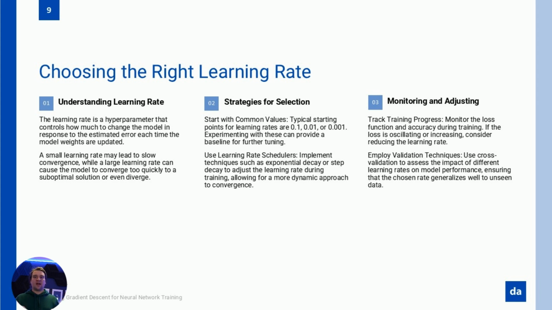Here's how: track training progress. Keep an eye on metrics like loss and accuracy. If the loss oscillates wildly or increases, your learning rate might be too high. If progress feels painfully slow, it might be too low. Employ validation techniques. Use cross-validation to evaluate how the learning rate impacts generalization. This ensures your model performs well on unseen data, not just the training set.